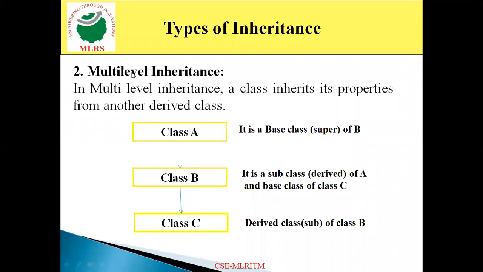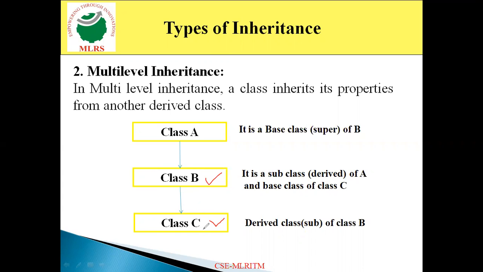Now come to the next one, multi-level inheritance. Multi-level inheritance indicates that multiple levels are there in order to derive one class from another class. When we specify multi-level inheritance, we are going to derive a new class from an already derived class. Here we have 3 classes: class A, class B, class C.